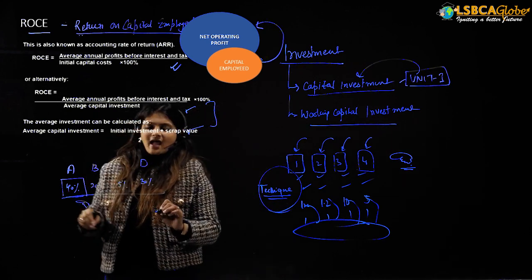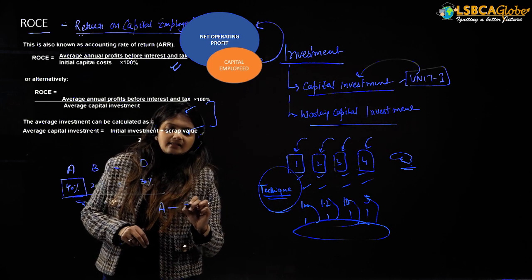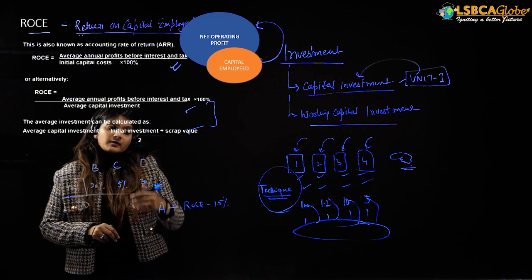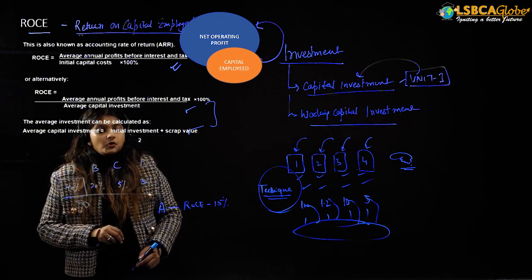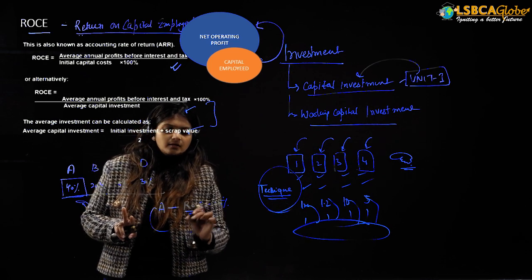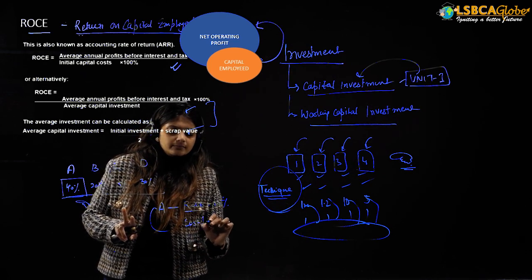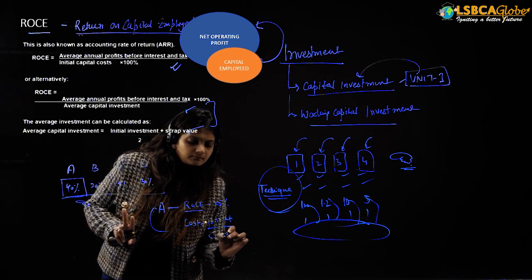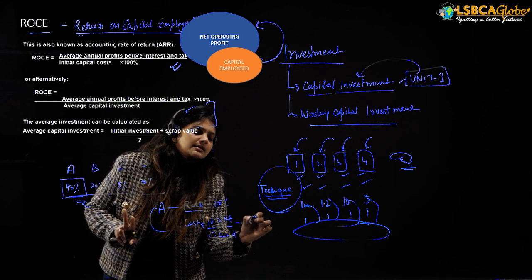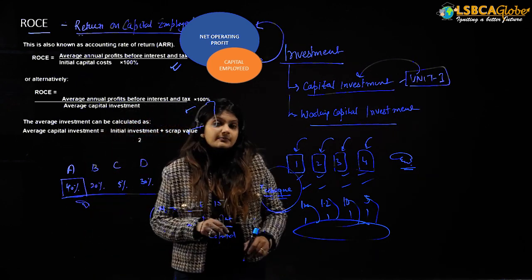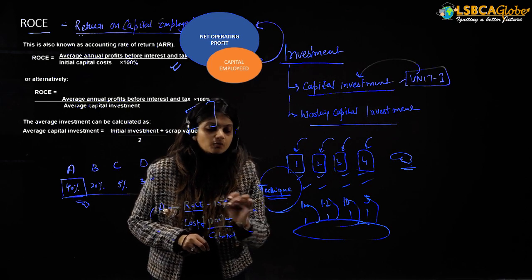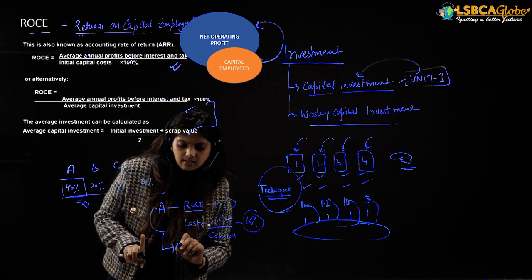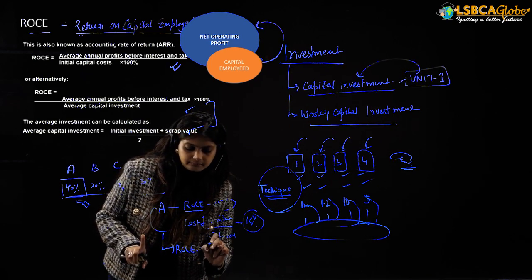Otherwise, if I have only one project that has an ROCE of 15%, how do I decide whether this project shall be undertaken or not? We'll compare the project's return with the cost of the project, or you can say the cost of capital. Let's say the cost of the project is 16% and ROC is 15%. Shall the project be selected? No, because the cost is more than the return. So the project shall be selected if ROCE is more than the cost of capital.